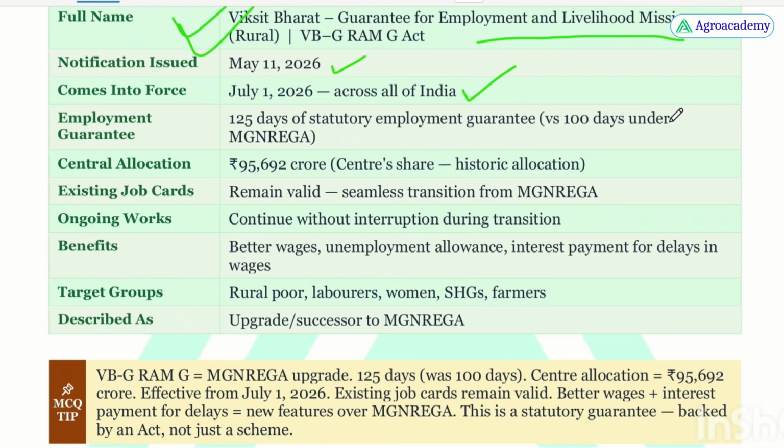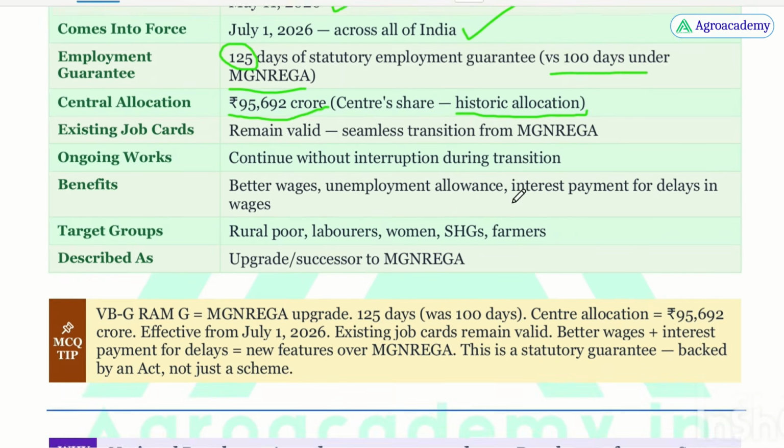So what is the difference between MG NREGA and this VB-G RAM G Act? In MG NREGA, 100 days of guaranteed employment were provided, but in this scheme, 25 more days have been included. That means 125 days of statutory employment guarantee will be provided. Central allocation is about 95,692 crore, which is again a historic allocation for any scheme.